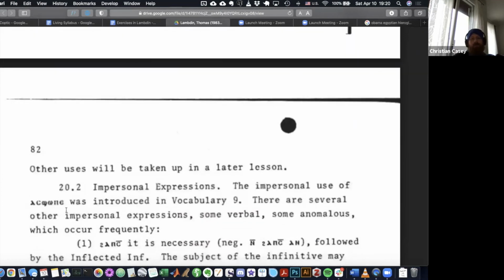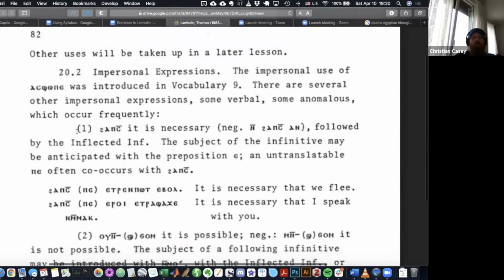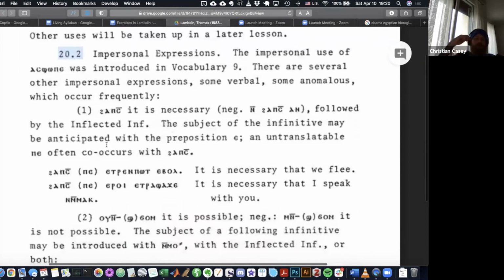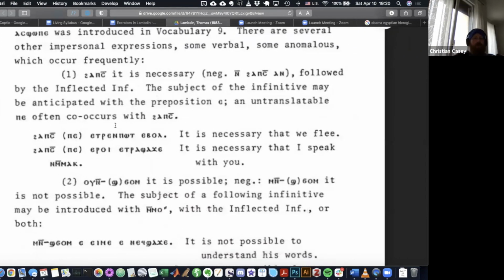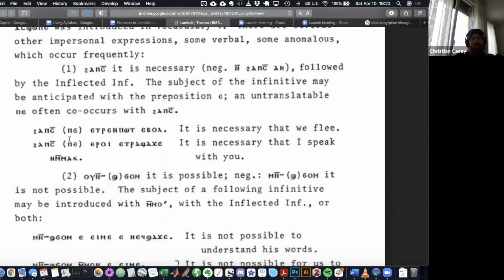And then another thing, 20.2. This is kind of a new thing, but it does dovetail nicely. We're talking about these impersonal expressions, and they're really intuitive because we do the same kind of thing in English. So hapes, it is necessary, hapes etrem potevo. So we need to leave. It is necessary that we flee.